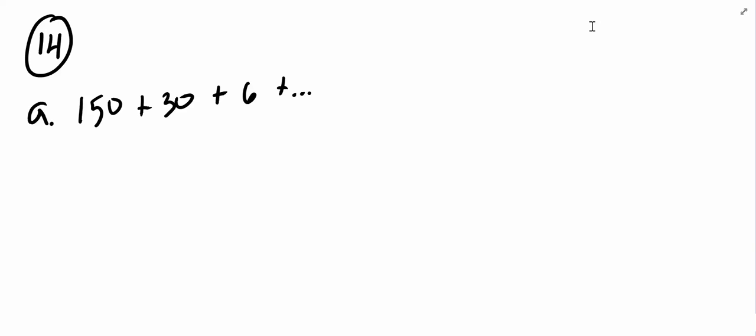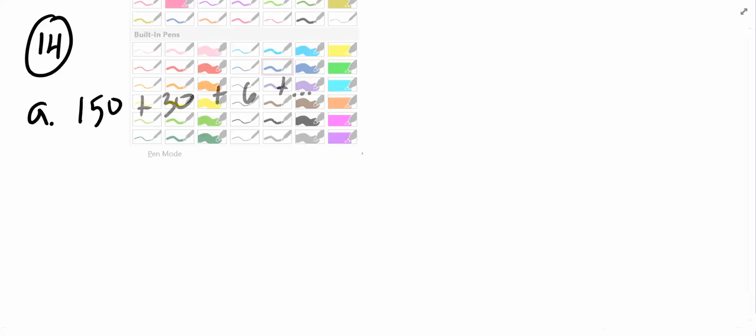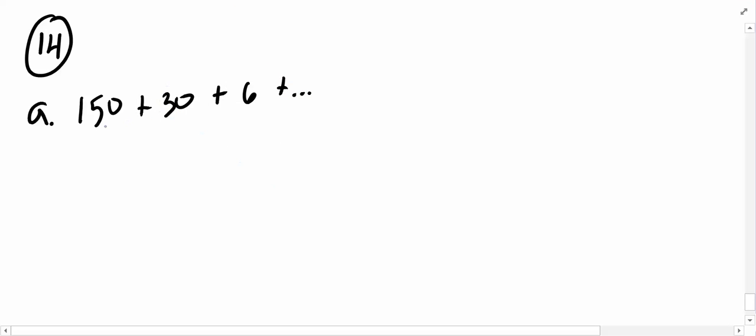Number 14 wants us to determine whether this infinite geometric series converges or diverges, and if it does converge, then find the sum. So for us, what we're going to do is get the ratio here. So I'm going to take 30 and divide it by 150. Cancel that, and I'm going to get a ratio of 1/5.